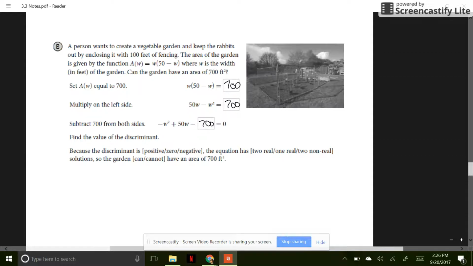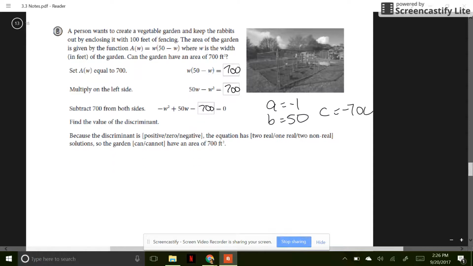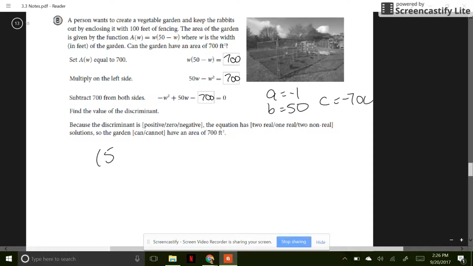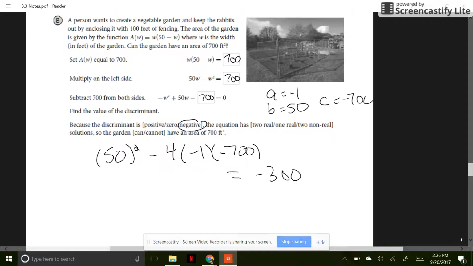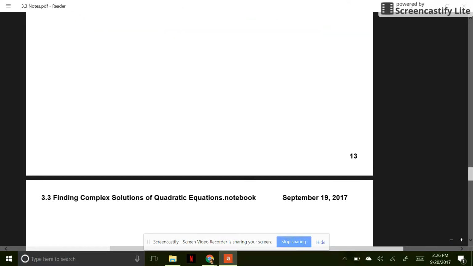So to find the value of the discriminant, we notice that a is negative 1, b is 50, c is negative 700. So when we plug it in, we'll get b, 50 squared minus 4a, negative 1, c, negative 700. Plug it into your calculator, you'll end up getting negative 300. So because the discriminant is negative, the equation has 2 non-real solutions, so the garden cannot have an area of 700 feet squared.